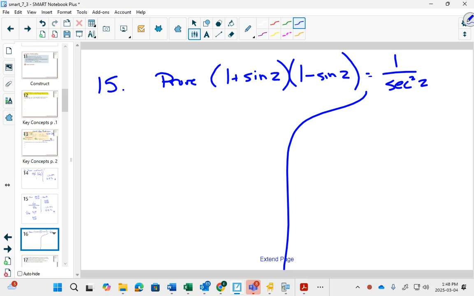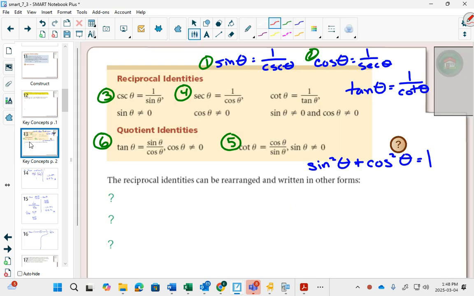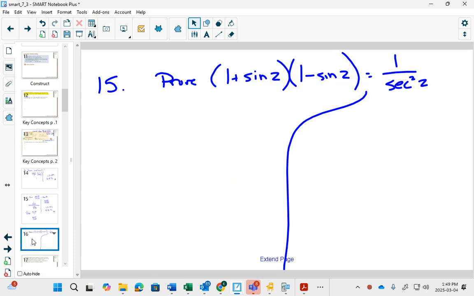Changing things to sine and cosine. Now, secant is 1 over cos. Secant squared would be 1 over cos squared. I'll just highlight it in purple here. Does it make sense to you that if cos is 1 over secant, then 1 over secant squared would be cos squared?